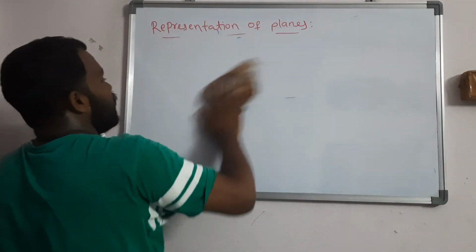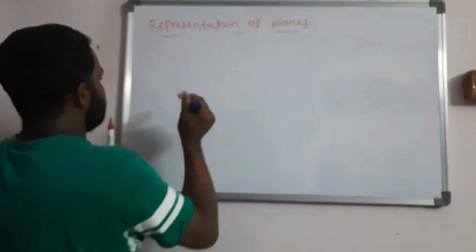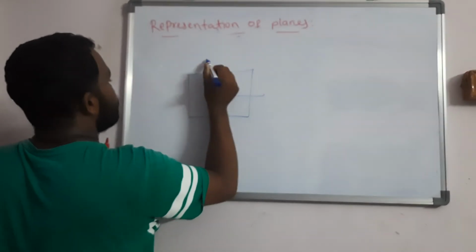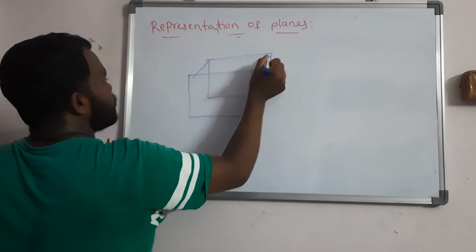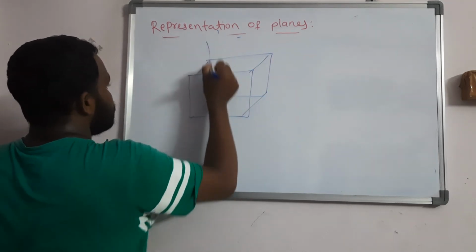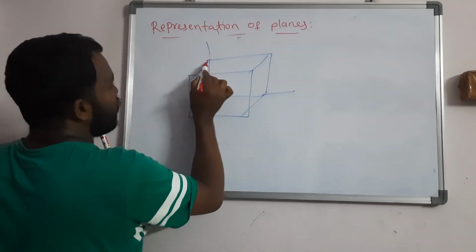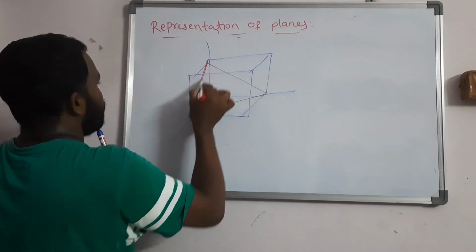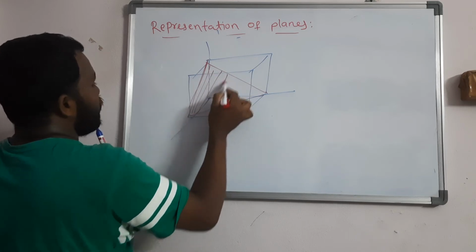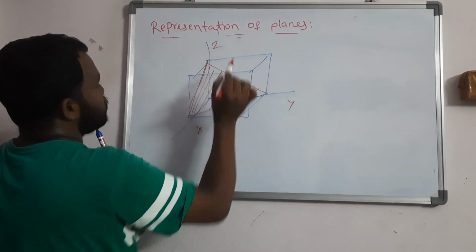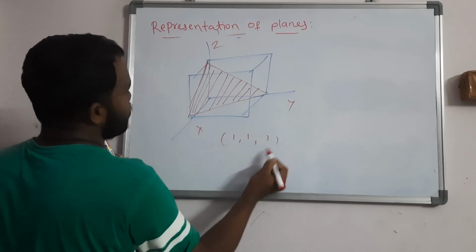If I take the last example for this plane, if I am taking the cube like this, I will take all the planes. The intercept value is 1 only, right? X, Y, Z. So the 1, 1, 1 plane.